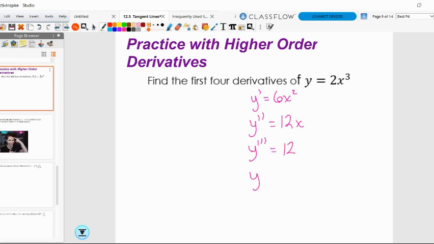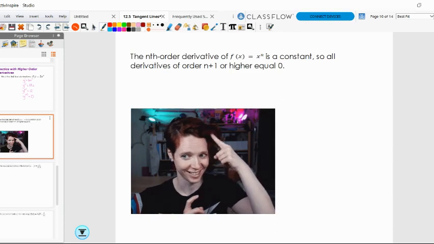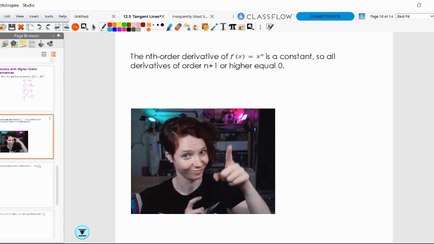And then the fourth derivative, remember on the fourth power we switched to writing it in parentheses there, is going to be the derivative of a constant, which is just 0. Okay, so let's take a look and see if we can figure out what's going on here. The nth order derivative of f of x equals x to the n is a constant.